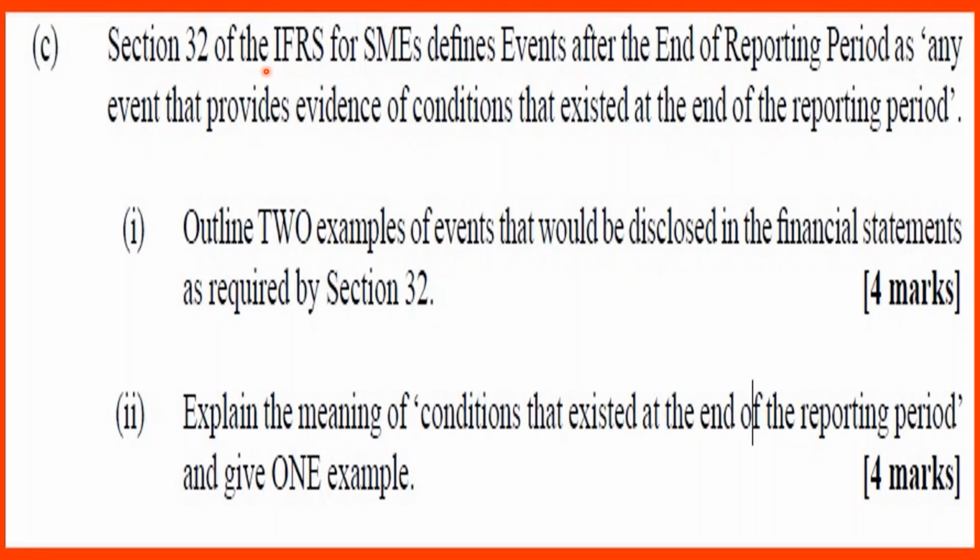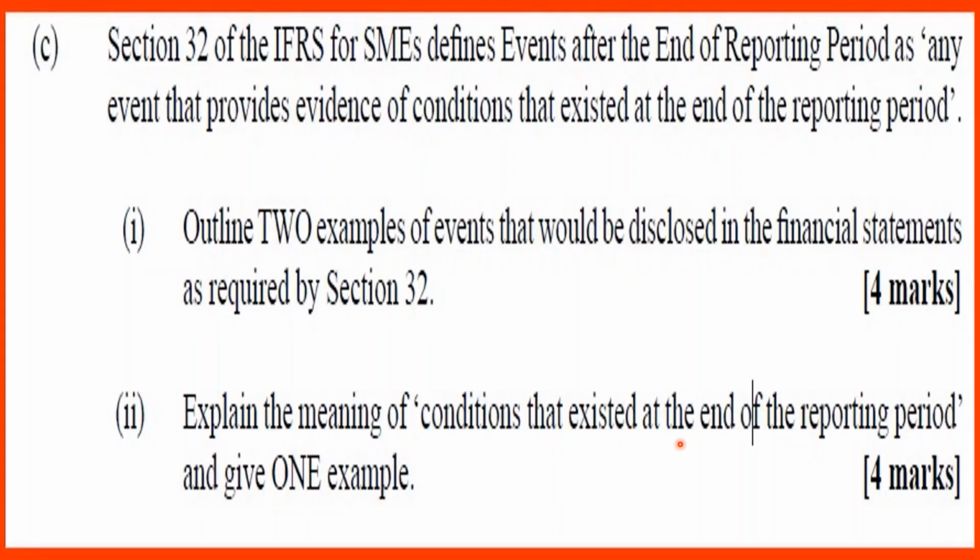First, Section 32 deals with post-balance sheet events, right? You have two types of balance sheet events. One, you have the adjusting events, and then you have the non-adjusting events, right? Those items that are non-adjusting events are dealt with in Section 32. For some of them, if they are material, you have to disclose them in the financial statements. And for others, if they are immaterial, you can simply ignore them. And part two, explain the meaning of conditions that existed at the end of the reporting period and give one example.